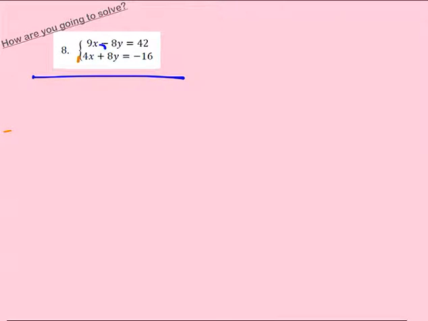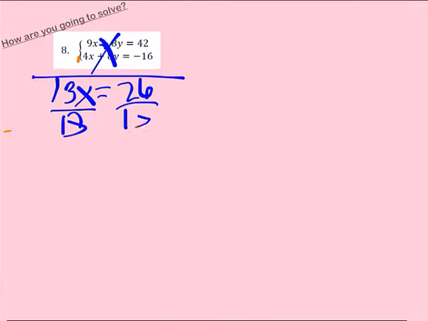So 9x plus 4x is going to give me 13x, and thankfully, those are just going to cancel out for me. 42 minus 16 is 26. So then I'm going to divide both sides by 13, and I get that x is equal to 2.